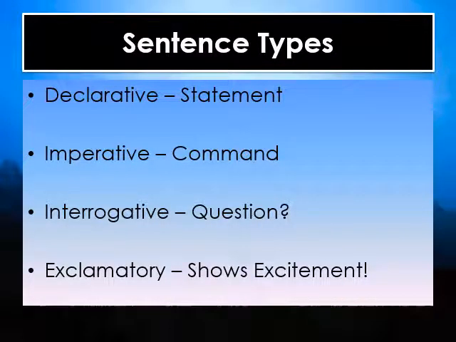The 4 types of sentences we're going to be looking at today. This is to do with the content of sentences, rather than the structure. If you're looking at complex, simple, compound and so on, that's the structure. This is to do with the content. And the 4 types we're looking at are declarative, which is a statement, imperative, which is a command, interrogative, which is a question, and exclamatory, which shows excitement. So write those into your books. I'll give you 5 minutes to do that and then go on to the next slide.